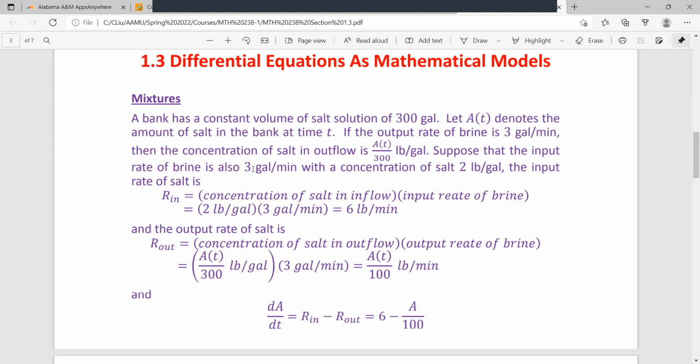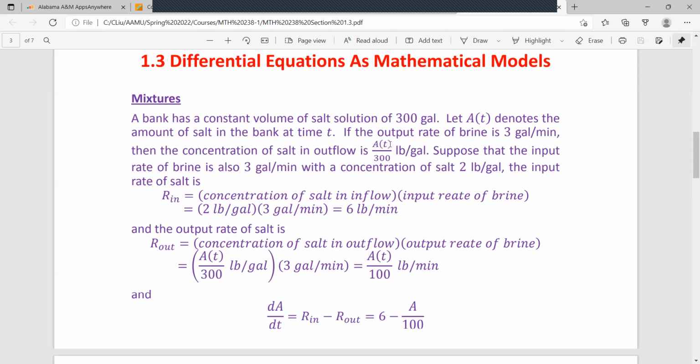Then what's the concentration of salt in the outflow? The concentration of the outflow is the same as the concentration of the solution in the tank. It's flowing out from the tank, so the concentration of the outflow is the same as the concentration in the tank.